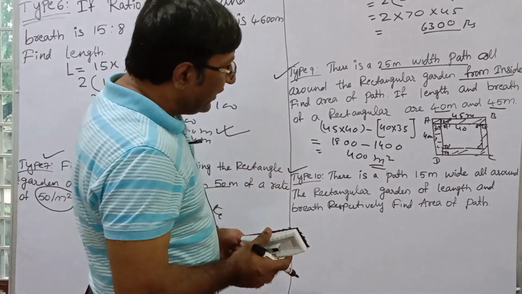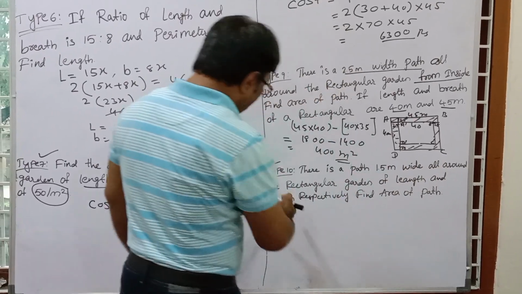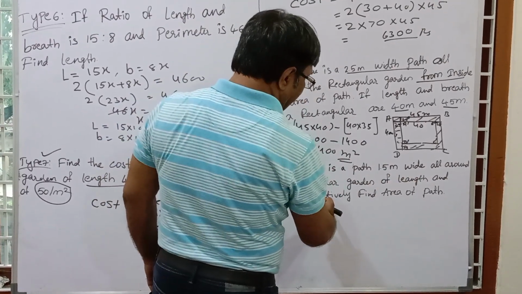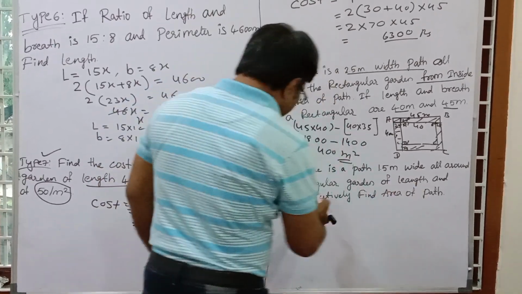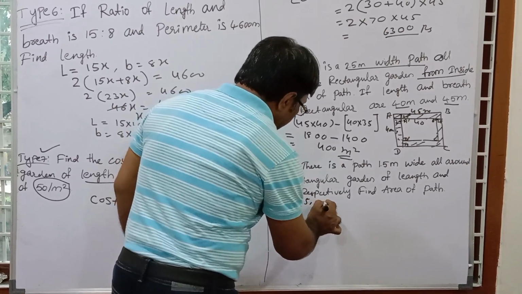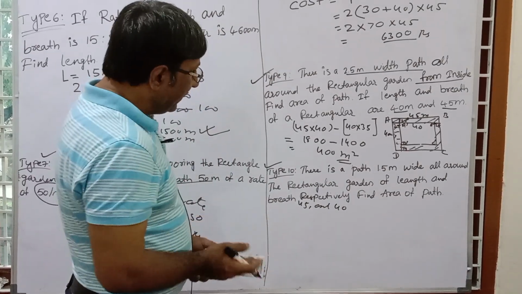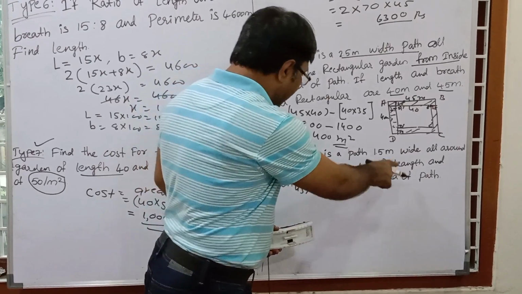The only difference is this: there is a path 1.5 meter wide all around the rectangular garden of length and breadth respectively. Suppose the same question is given, that is 45 and 40. Length and breadth are given as 45 and 40. In the same case, but here the question says the path is all around the rectangular garden.